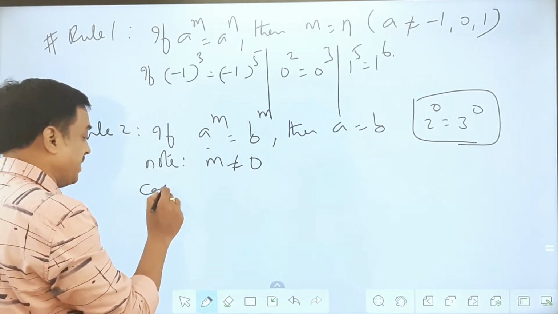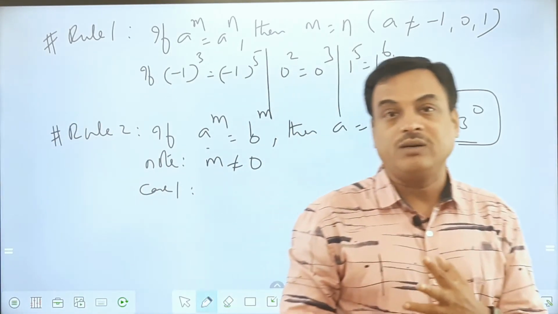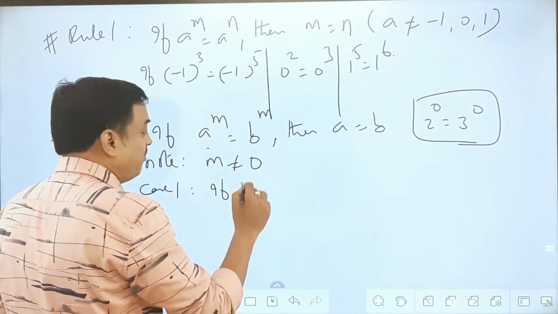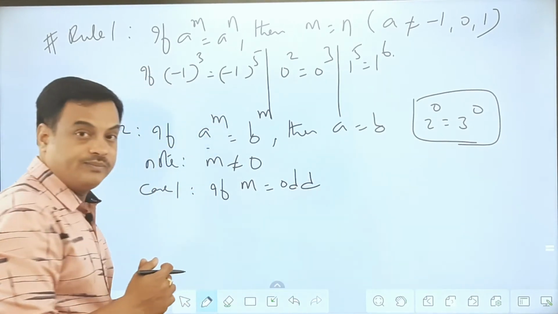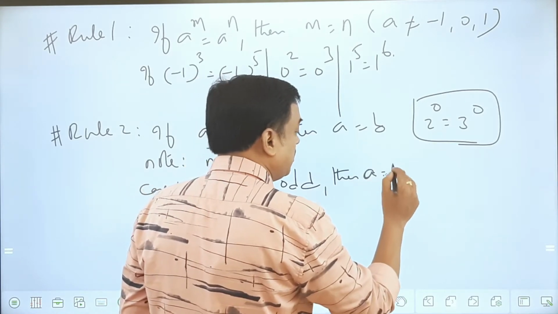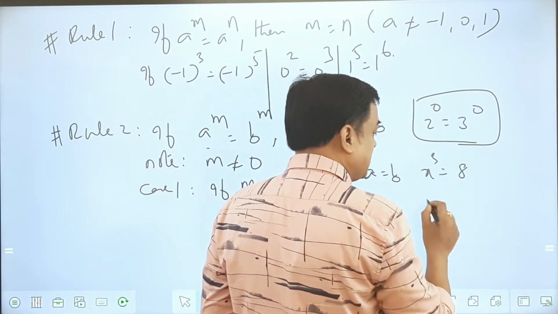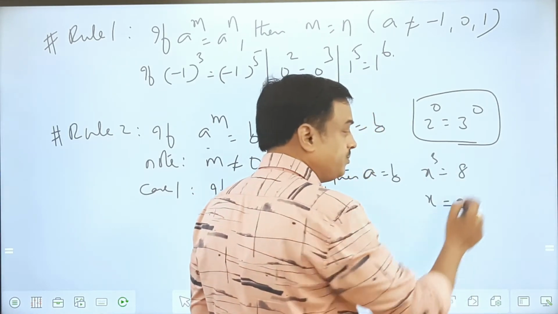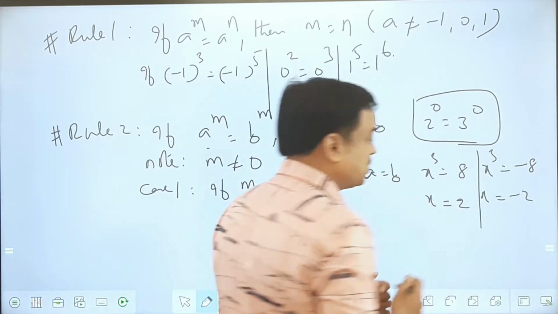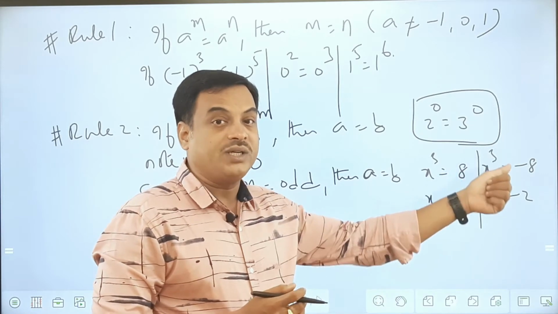And again there are two cases, friends. The power depends: if the power is an even number or if the power is an odd number, there can be two different outcomes or possibilities. Let us see. If your m value is odd, then you can directly say a is equal to b. Example, x cube is equal to 8, x will be equal to plus 2. And if you say x cube is equal to minus 8, the value of x will be minus 2. Now because of the odd powers, we all understand negative remains negative, positive remains positive.